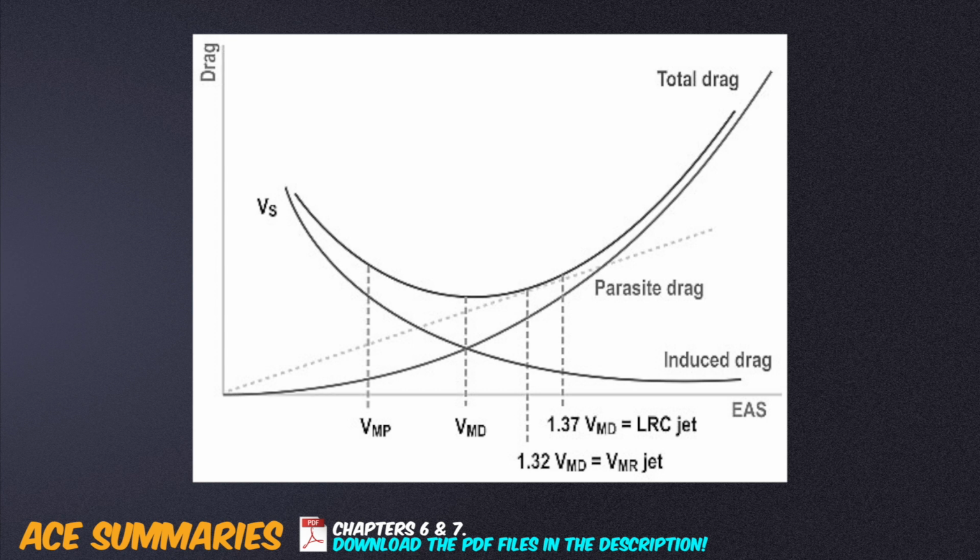Maximum range speed is slightly greater than the maximum endurance speed, roughly 1.32 times VMD, because the drag curve is flat at the bottom. Airspeed can be significantly improved by 32%, while only resulting in a very small drag penalty. This increases range. Max range cruise is the maximum fuel mileage. Long range cruise is a significantly higher speed, which only results in a 1% mileage loss. Long range cruise speed should increase throughout the flight as fuel is burned off.